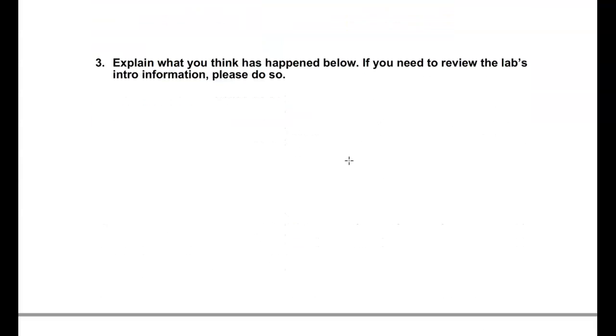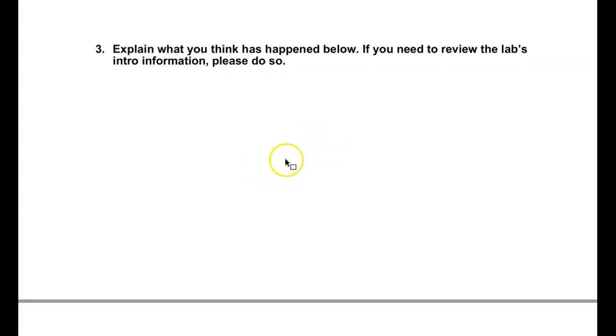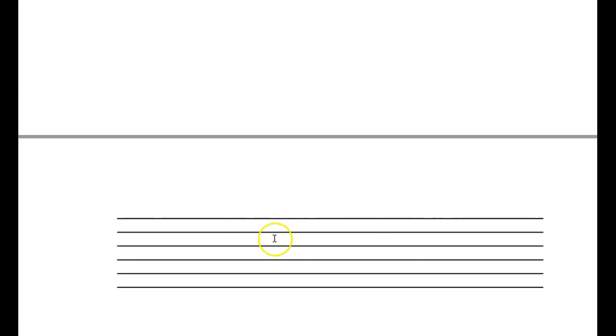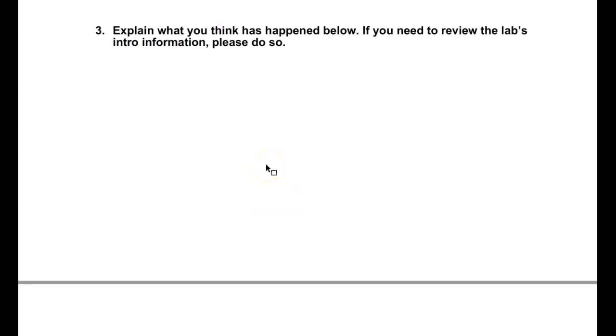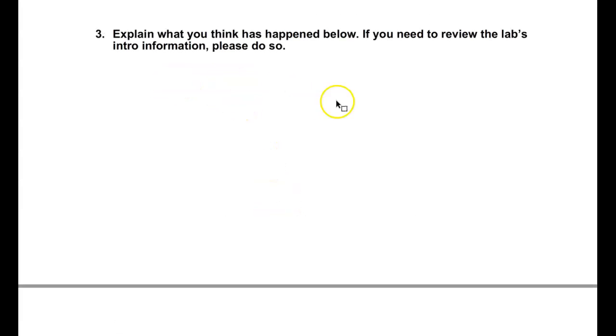Something was up with the formatting here, so I've got some empty space to answer that question. I'm not sure why it would not let me move these lines up, so you can just write in the space directly under number 3 there. Rather than go down, if you like the lines, go down and use the lines. That will be fine too. So what happened? How did we get a color change?